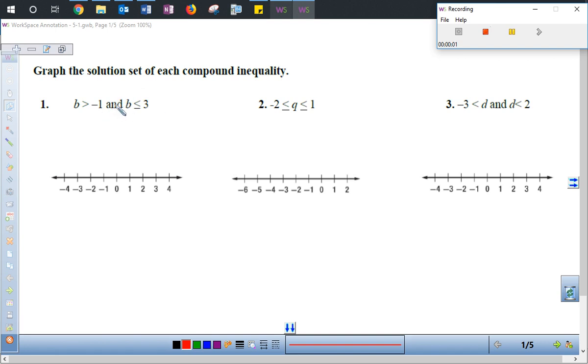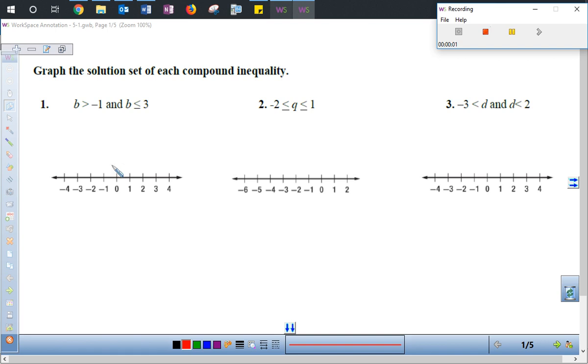So there are two different types of compound inequalities. Today we're only going to be focusing on and inequalities. So this is saying I need some number that's greater than -1 and at the same time I need a number that's less than or equal to 3. What we're going to do is come up with all possible numbers that could meet that criteria. And to do this, first we're going to graph it.